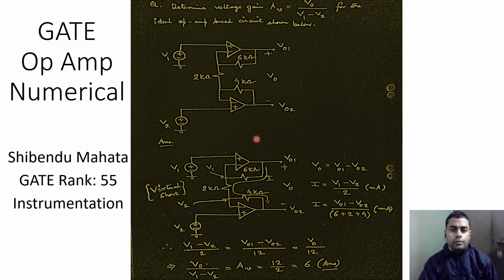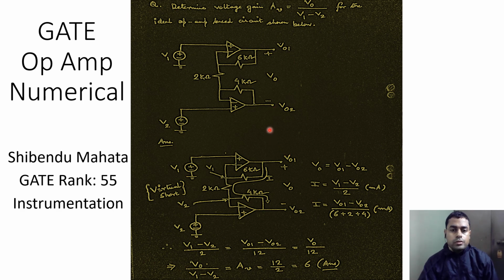Looking at this problem, we can identify that this is actually the input section of an instrumentation amplifier, in the sense that the second stage of the instrumentation amplifier will comprise a difference amplifier section, and that difference amplifier will further amplify the difference between these two voltages.